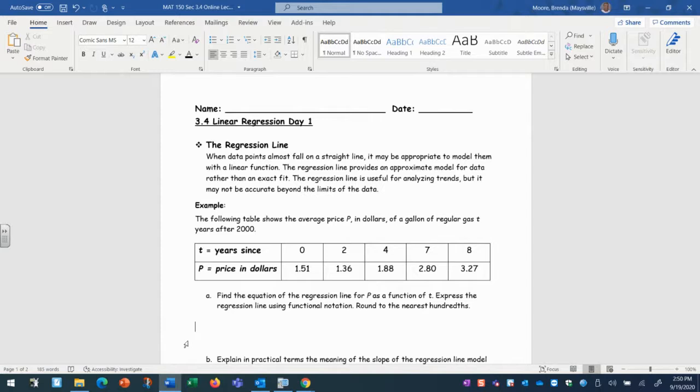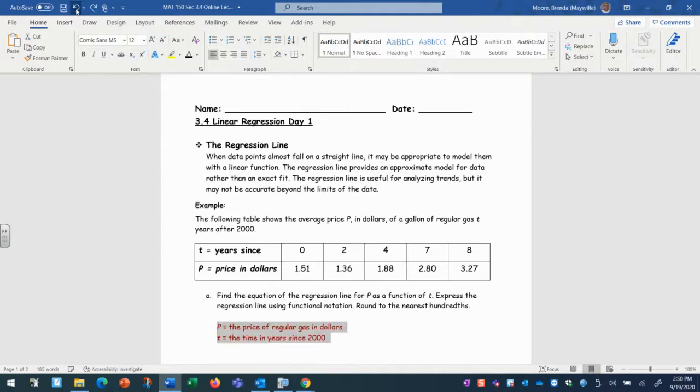So first thing I want to do is to define my variables. Let T equals the year since 2000, and P is the price in dollars of the gas. So I define my two variables, P and T. Now I want to write my equation, so I go to my calculator.